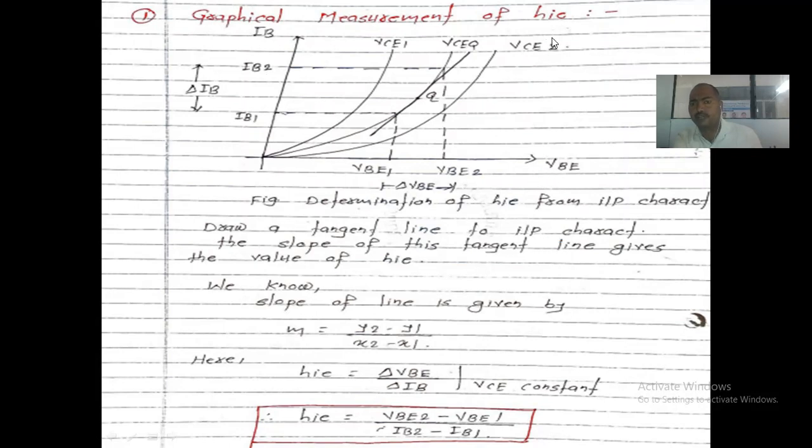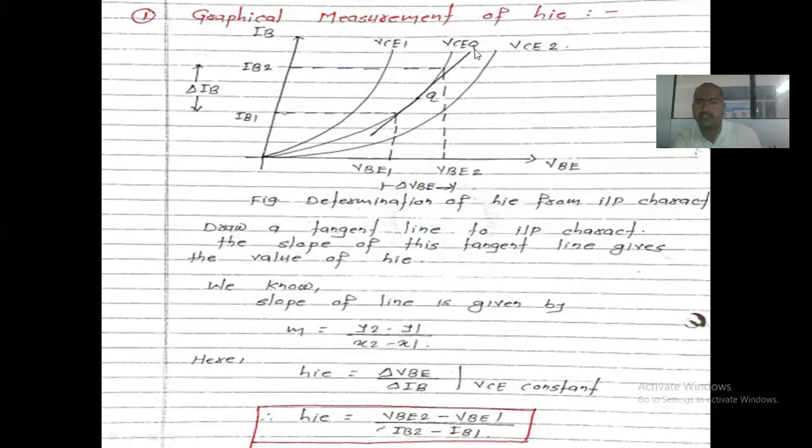Why do we use the same thing? See, when we calculate the input impedance, it is the ratio of the input voltage to the input current. The input voltage is the base to emitter voltage, and the input current is IB. That's why, when we calculate hi, we take out the plot of VB versus IB, right? In this plot, one parameter should be constant. So we take VC as a constant, with VC1 and VC2 as different values.